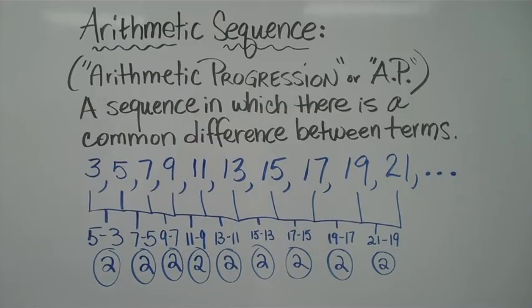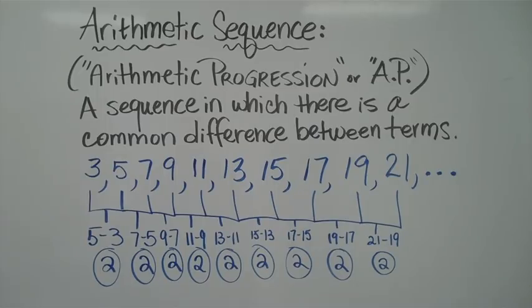And the common difference is 2. 5 minus 3 is 2. 7 minus 5 is 2. 9 minus 7 is 2. 11 minus 9 is 2, etc., all the way down. In each case, our common difference between term 2 and term 1, or term 3 and term 2, or term 4 and term 3, or term 5 and term 4, etc., is 2.